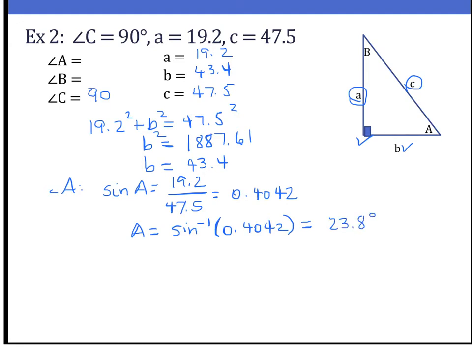Now if you use another angle, another trig function, you may end up with something just slightly different from this, but that's fine. It'll still be fine. Then the last step to find angle B is to subtract angle A from 90. And that gives you 66.2 degrees. And then we have solved this one.